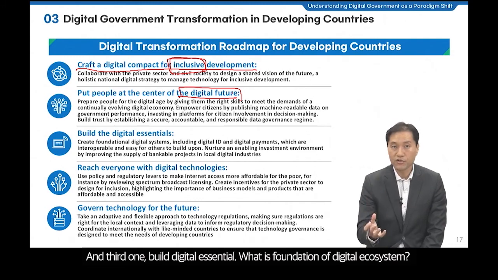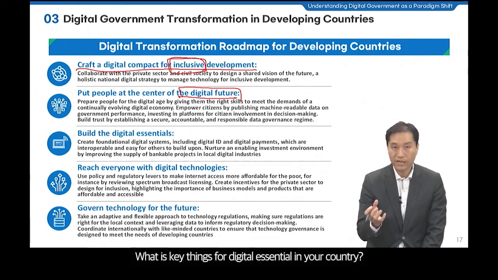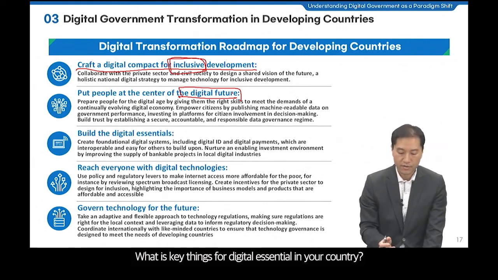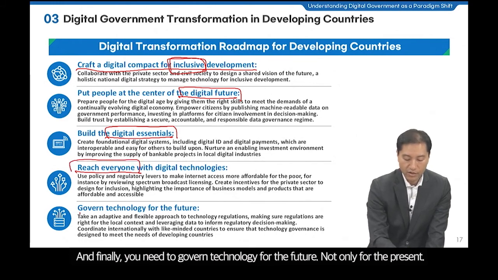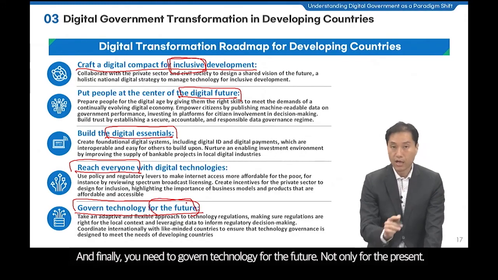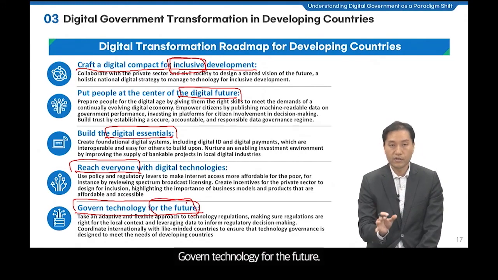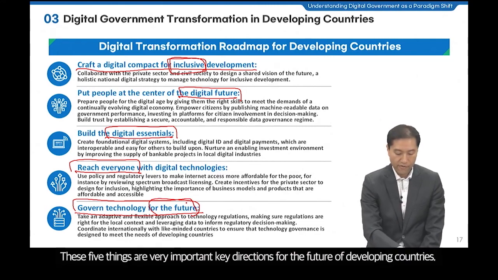What is the foundational digital ecosystem? What are the key things for digital essentials in your country? Digital essentials are very important. And reach everyone with digital technologies. And finally, you need to govern technology for the future, not only for the present. Govern technology for the future. These 5 things are very important key directions for the future of developing countries.